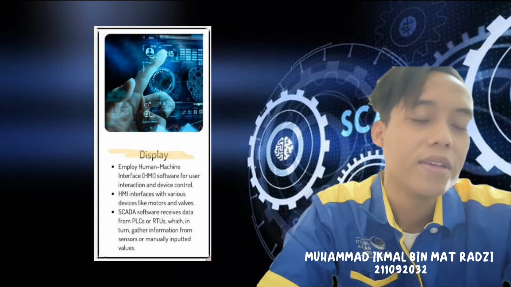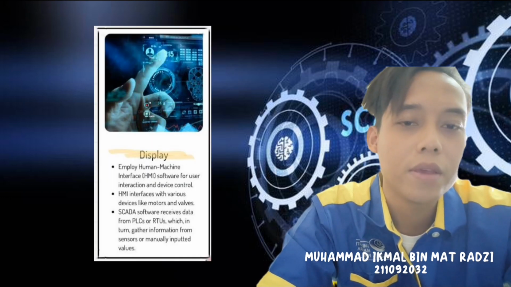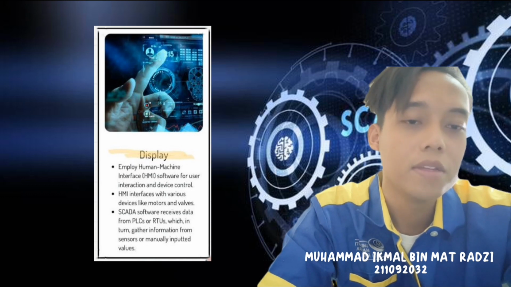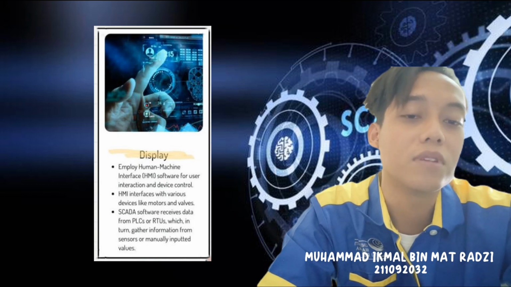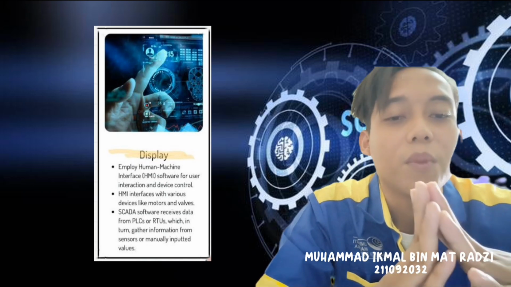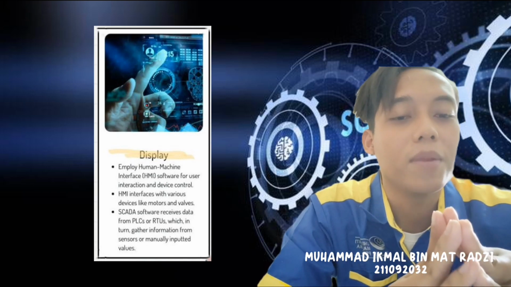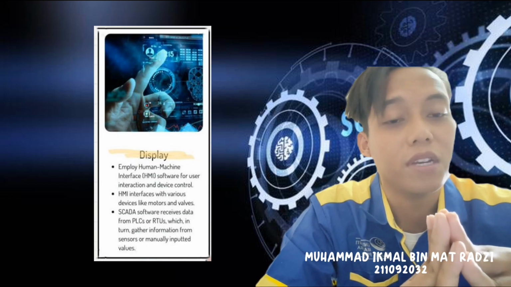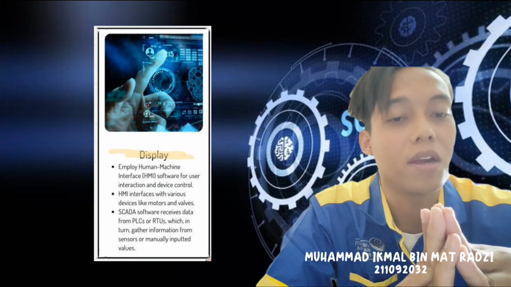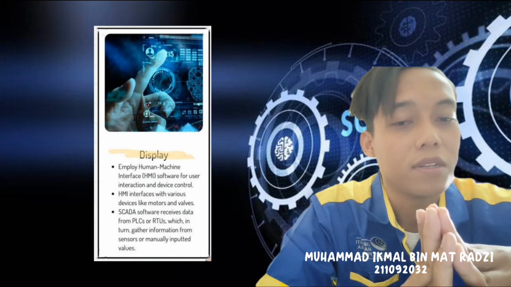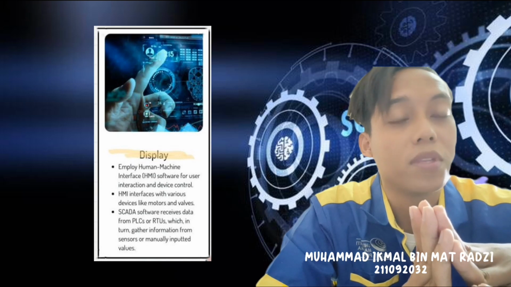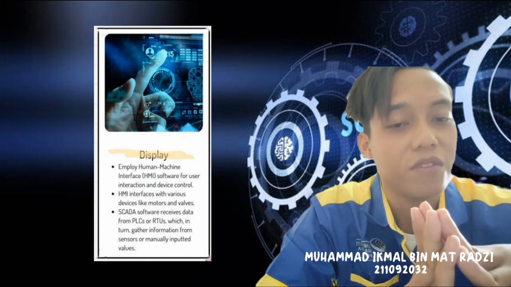Lastly, in terms of display, the SCADA system uses human-machine interface (HMI) software that permits users to interact with machines to control the device. The HMI is connected to many more devices. The SCADA software receives the information from PLCs or RTUs, which in turn receive their information from the sensors or output values that have been given manually.